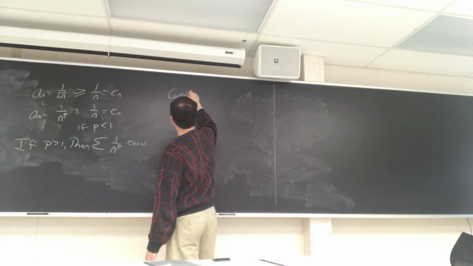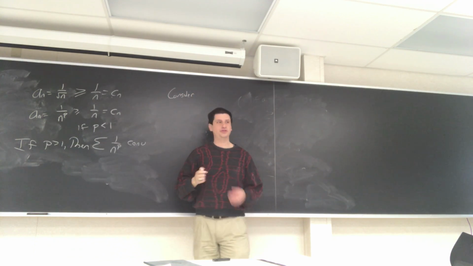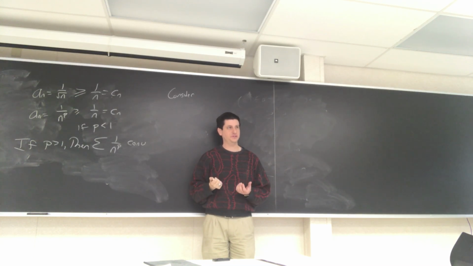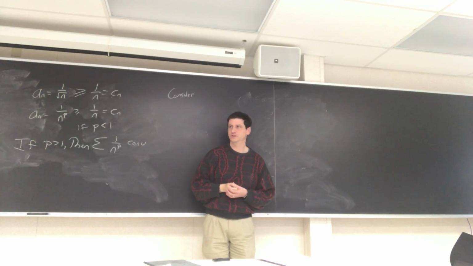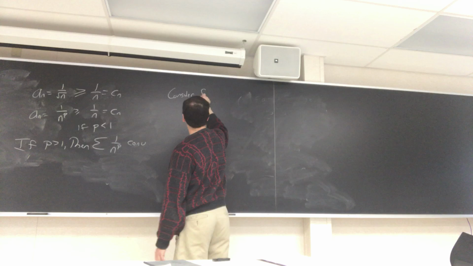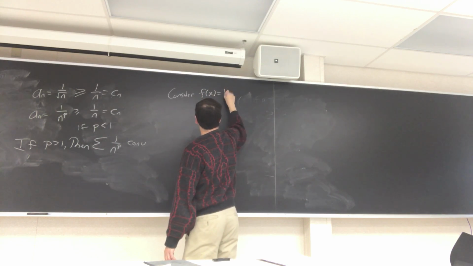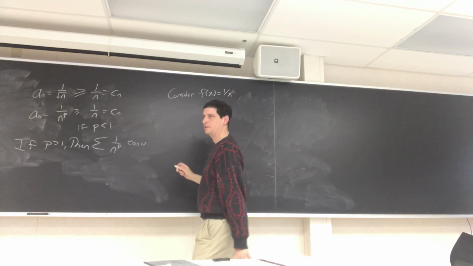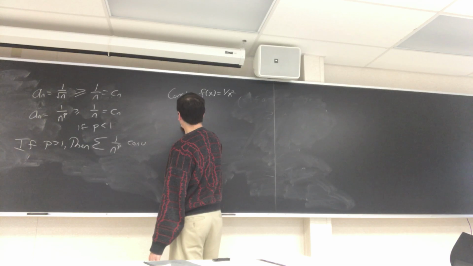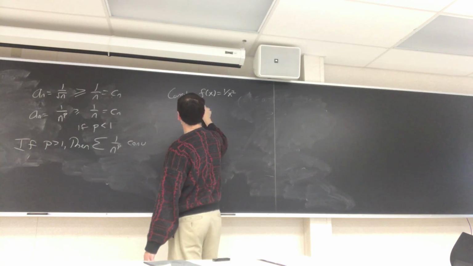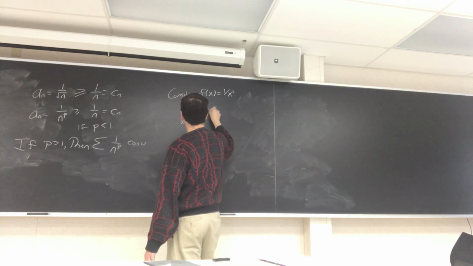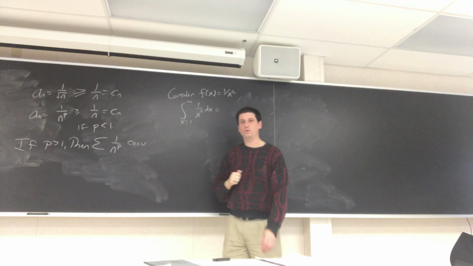So consider, I'm going to just do the case p equals 2 just to keep the algebra a little bit nicer. The argument would work in general. So consider the function f of x is 1 over x squared. And let's integrate x goes from 1 to infinity of 1 over x squared dx. So what function has derivative 1 over x squared?